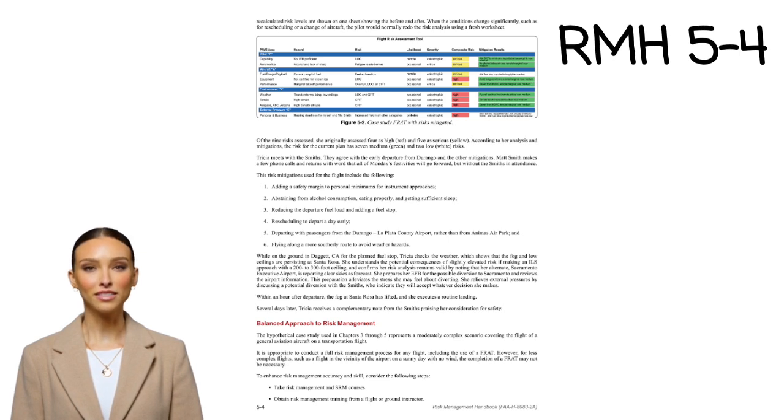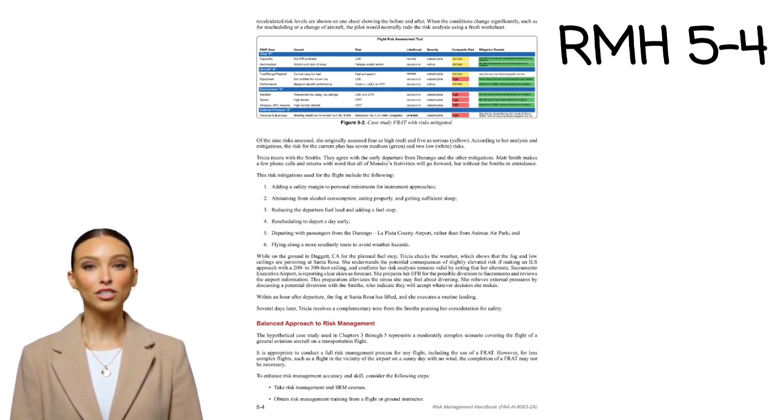Of the 9 risks assessed, she originally assessed 4 as high red and 5 as serious yellow. According to her analysis and mitigations, the risk for the current plan has 7 medium green and 2 low white risks. Tricia meets with the Smiths. They agree with the early departure from Durango and the other mitigations. Matt Smith makes a few phone calls and returns with word that all of Monday's festivities will go forward, but without the Smiths in attendance.